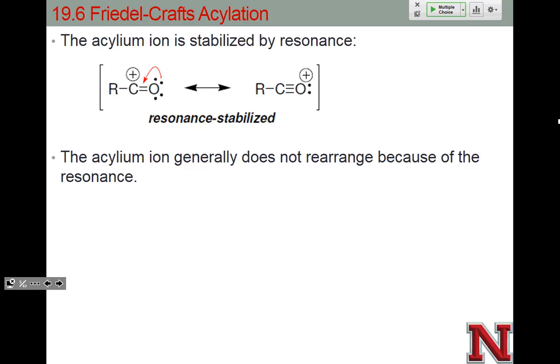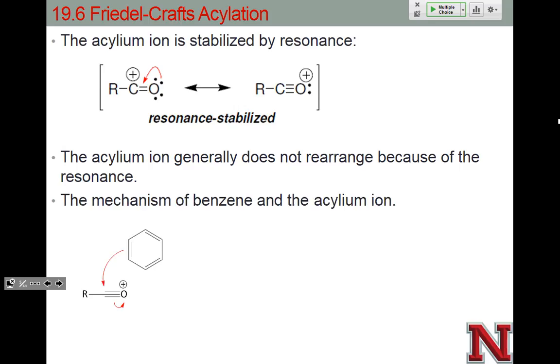So, also we don't usually get rearrangements because of the resonance. Any other carbon that positive charge would be on, whether it would be more or less substituted, would not be as stable because this one is resonance stabilized. So resonance always wins over induction.